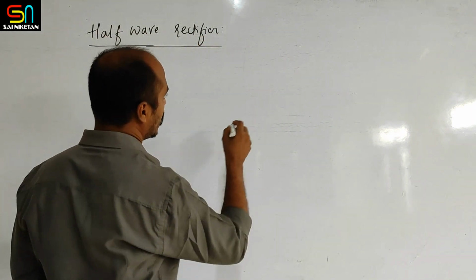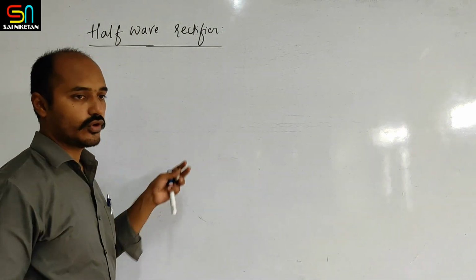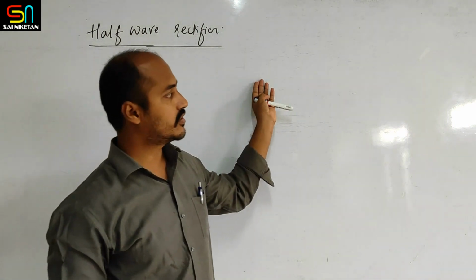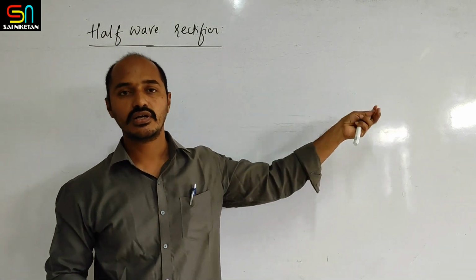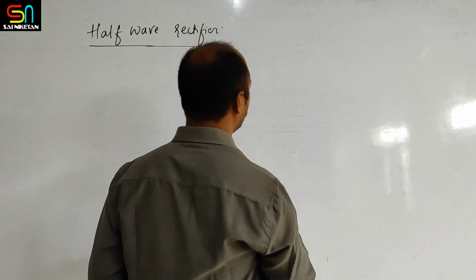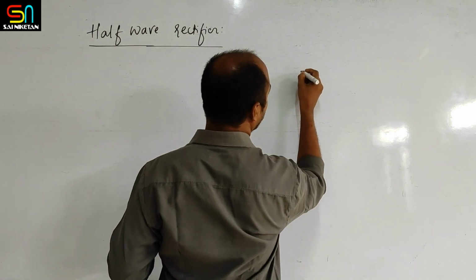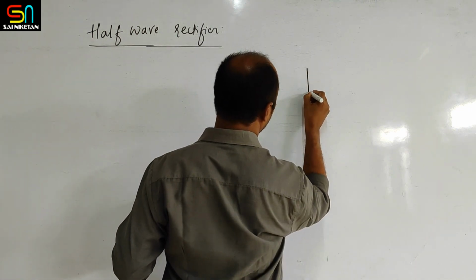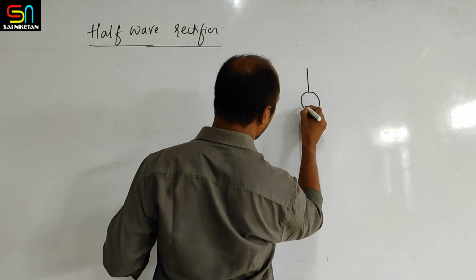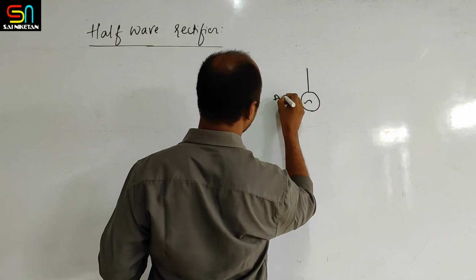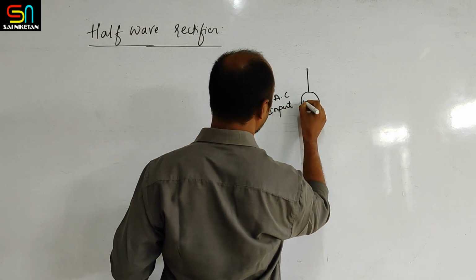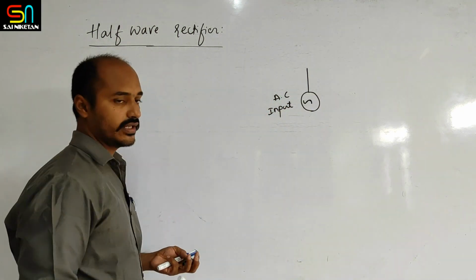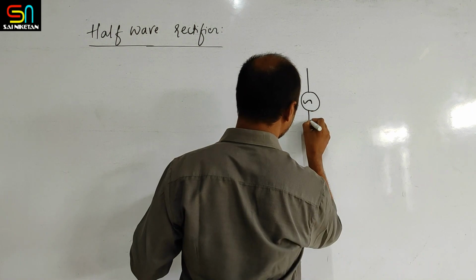So here I am drawing the circuit diagram for the half wave rectifier. First I will draw the circuit diagram, thereafter I will give the construction, thereafter how it works. So let us see the construction. This symbol represents AC input. This wave symbol indicates the AC current input, or it is an AC source.